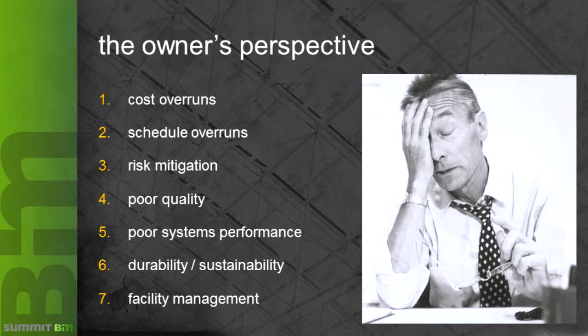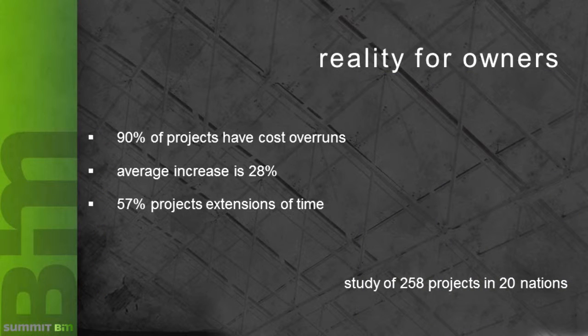This is a study done of 258 projects across 20 nations. It was done by some QSs in Australia, and they found that 90% of projects had cost overruns. The average cost overrun was 28%, which is quite horrendous, and 57% of the projects had extensions in time. Well, if you've gone over budget, you've probably gone over time, because those two are so closely tied together.